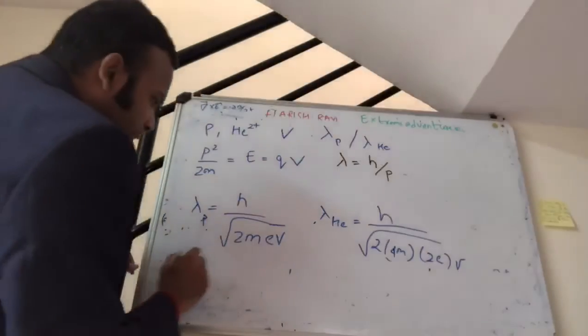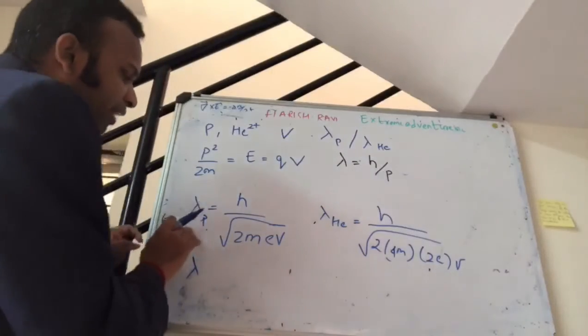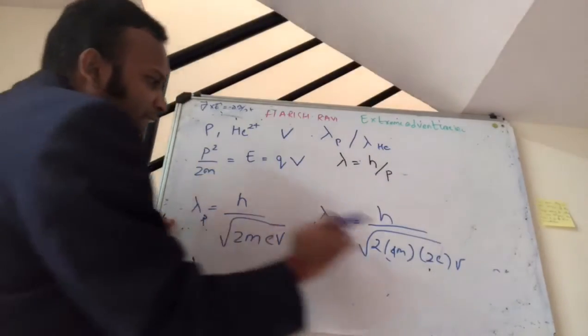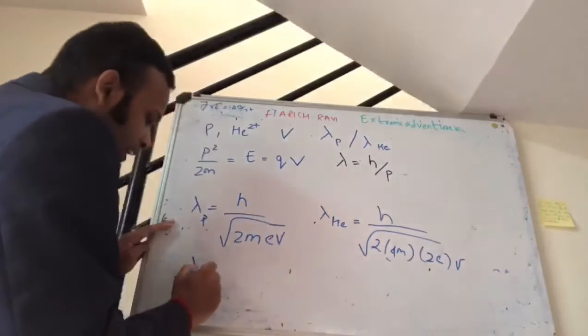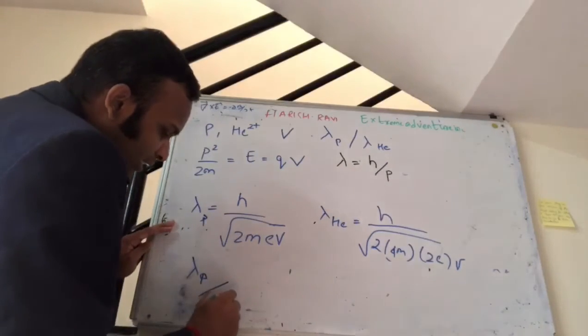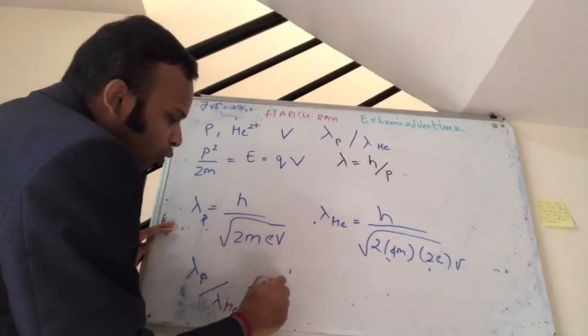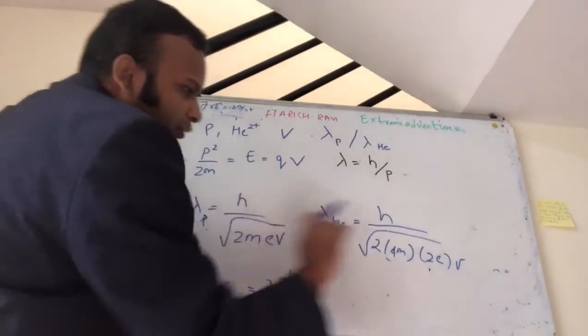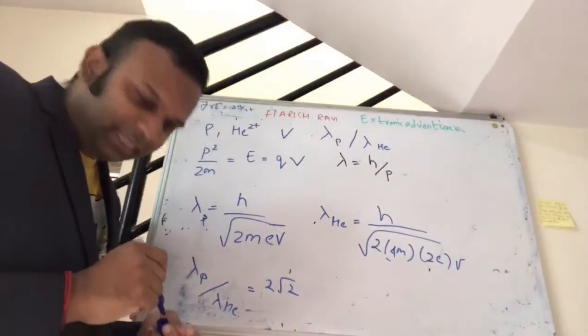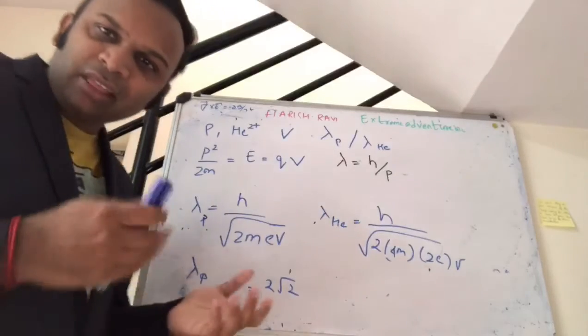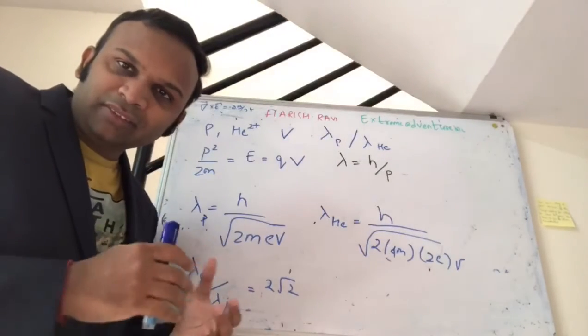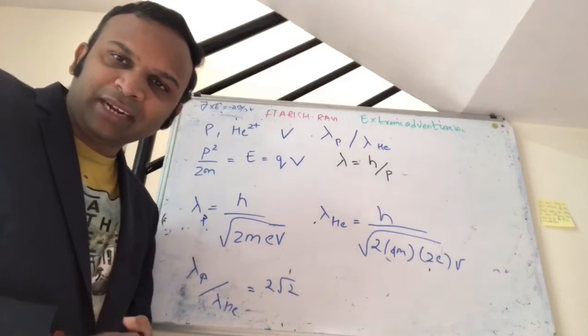So the wavelength of the proton is higher than that. So lambda P by lambda He is equal to 2 root 2. From this ratio we get that. So this is very interesting. You can observe diffraction of matter waves and you can observe the interference patterns.